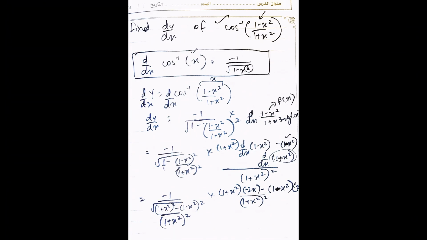So this is the final derivative of cos inverse (1 minus x squared divided by 1 plus x squared). Okay, thank you.